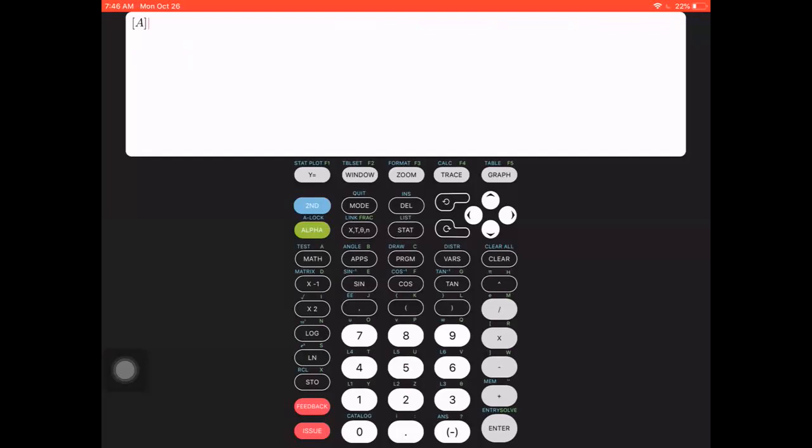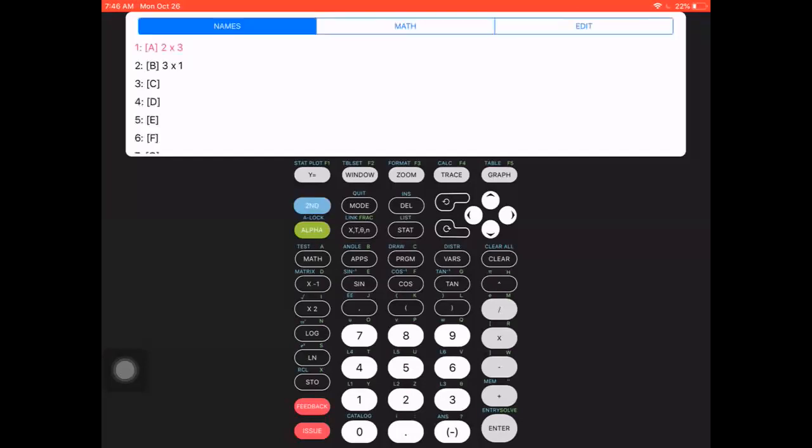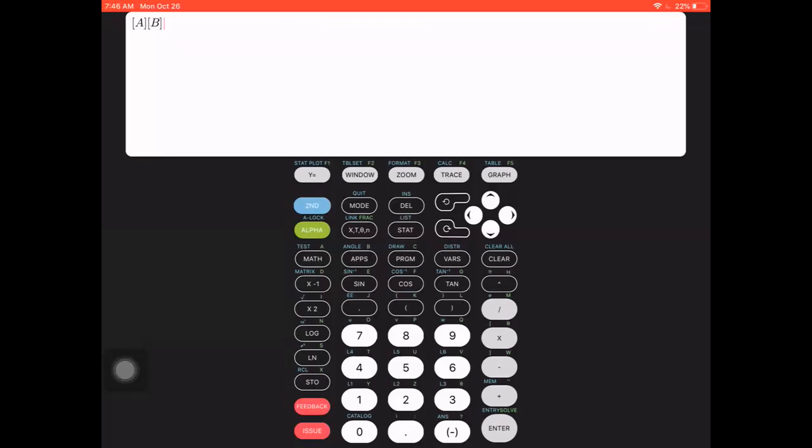Now from this screen, we're going to click second inverse again. We're going to go back to those matrices. And now we're going to scroll down to B and click enter. Now you see that you have A times B in your calculator. And now we're going to click enter. And we just got what we just calculated for that matrix.